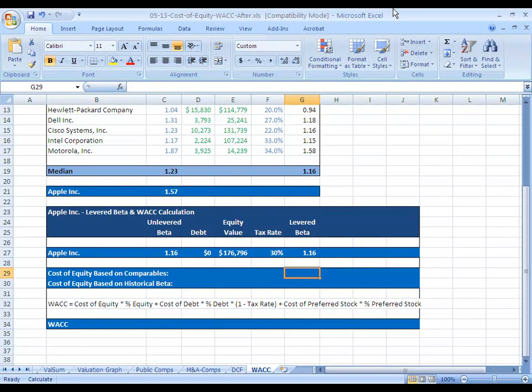In this lesson, you're going to learn how to complete the cost of equity calculation for Apple, and then how to finally arrive at their WACC, their weighted average cost of capital, at the end of this analysis.